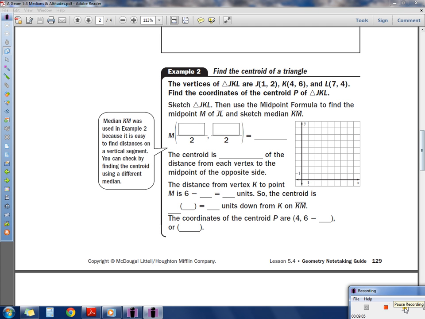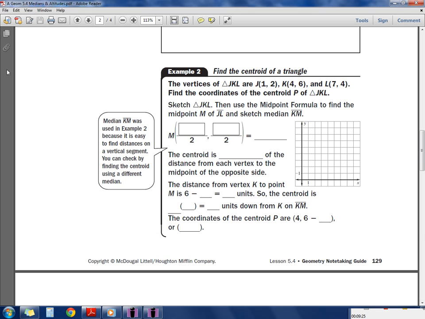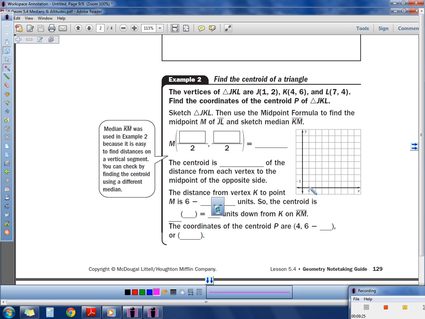Now we're going to draw some centroids on a triangle, and this is one of the questions on the test, so you might want to put a star by this. Definitely on the test. On this one it says the vertices are given. So take a little time, go ahead, graph those vertices. Make sure to label them.